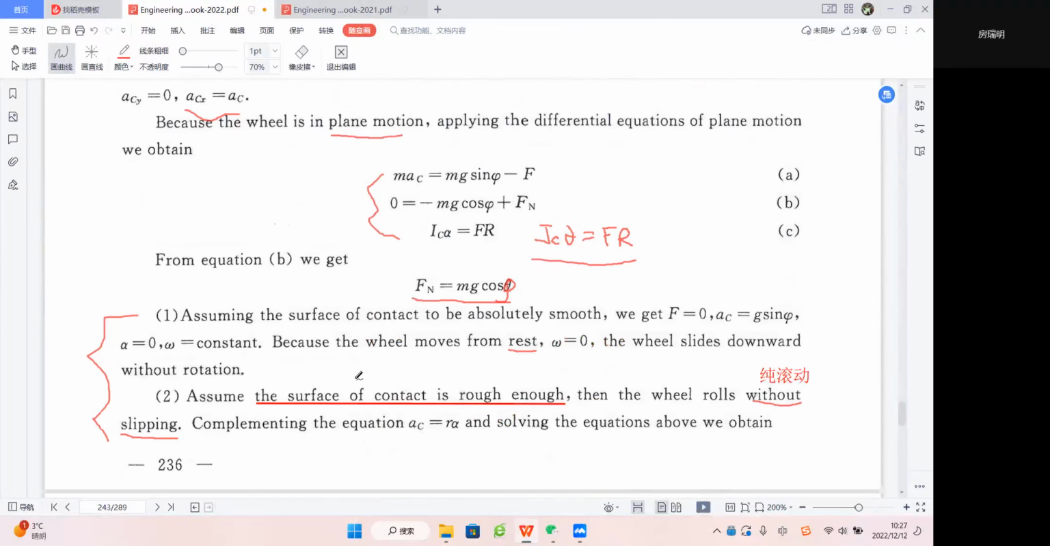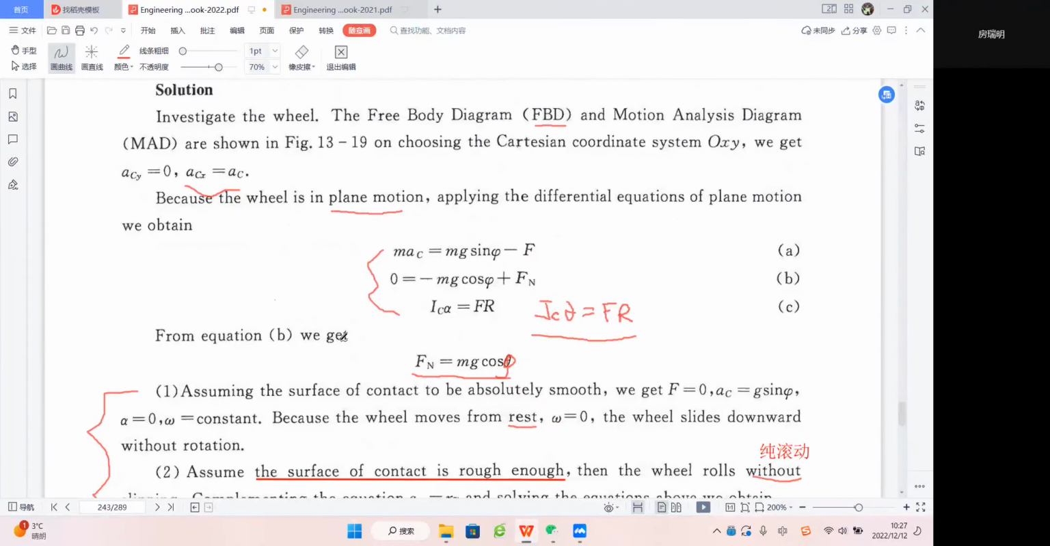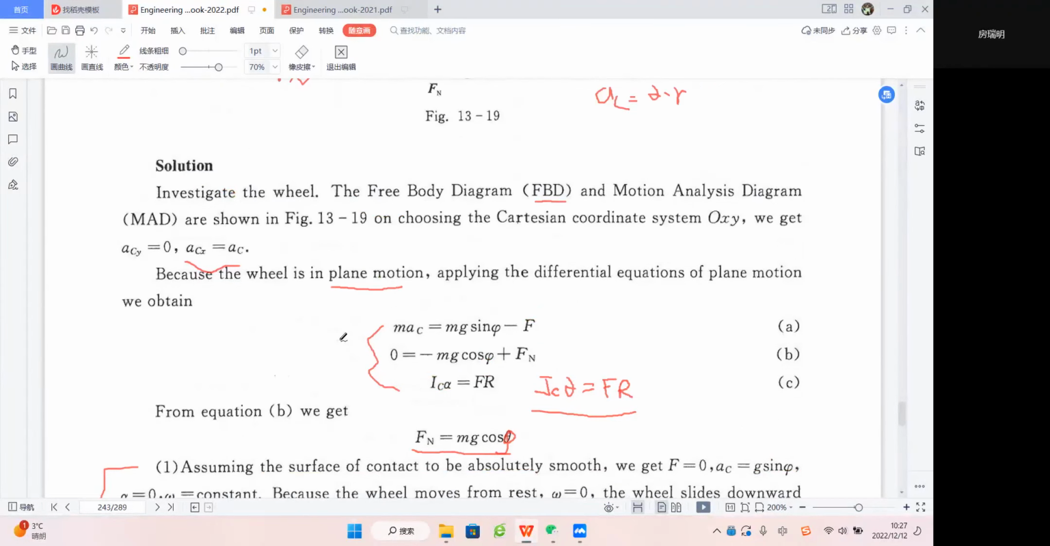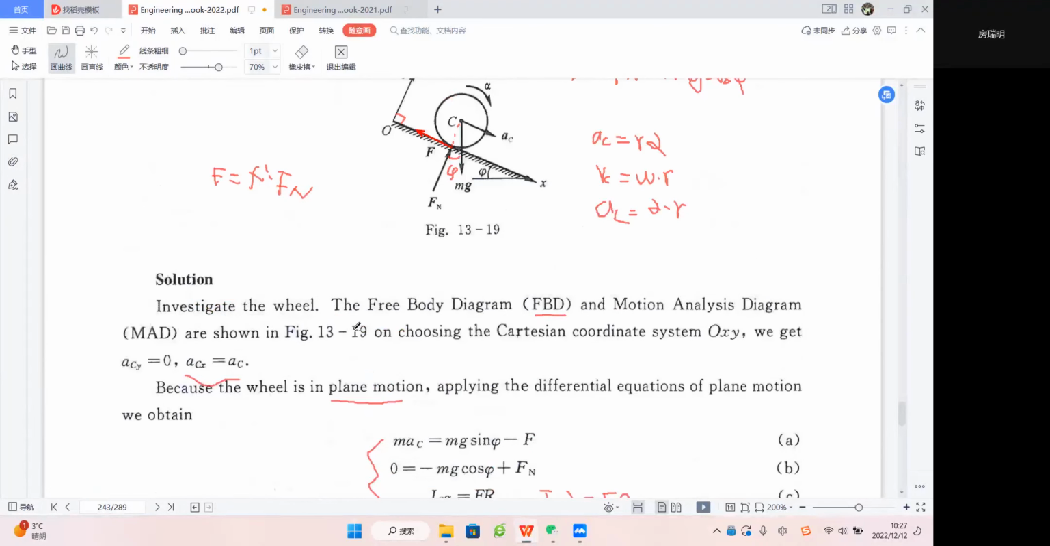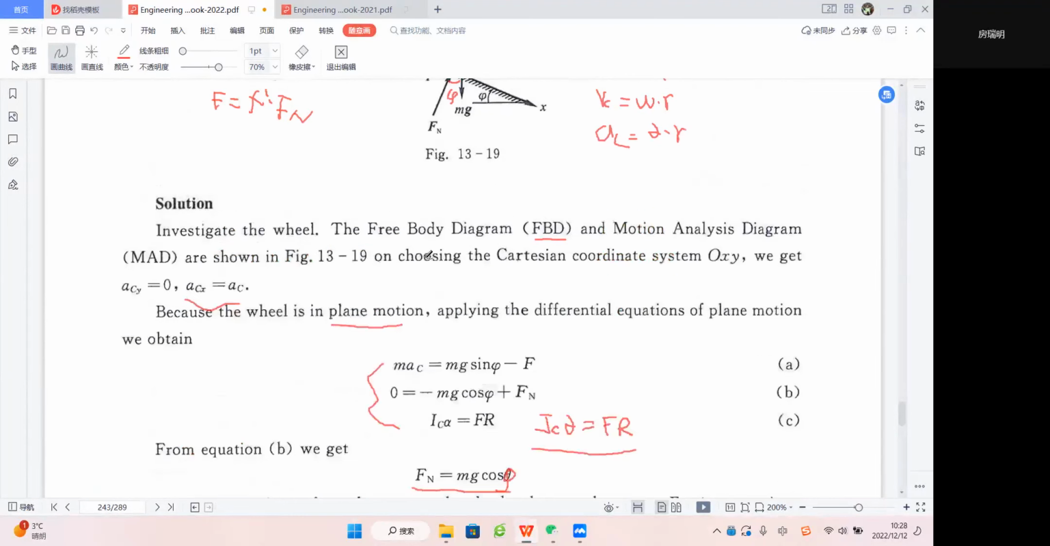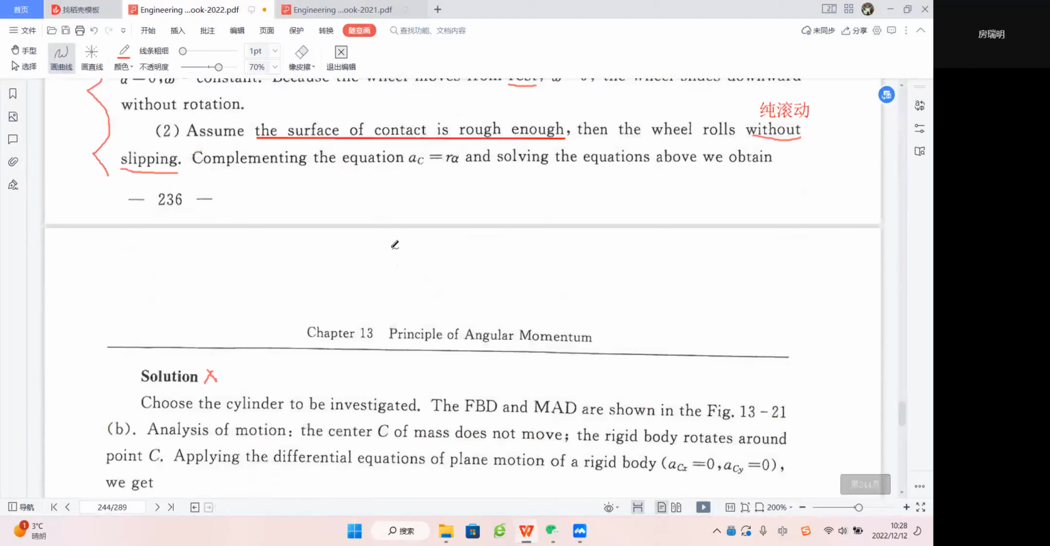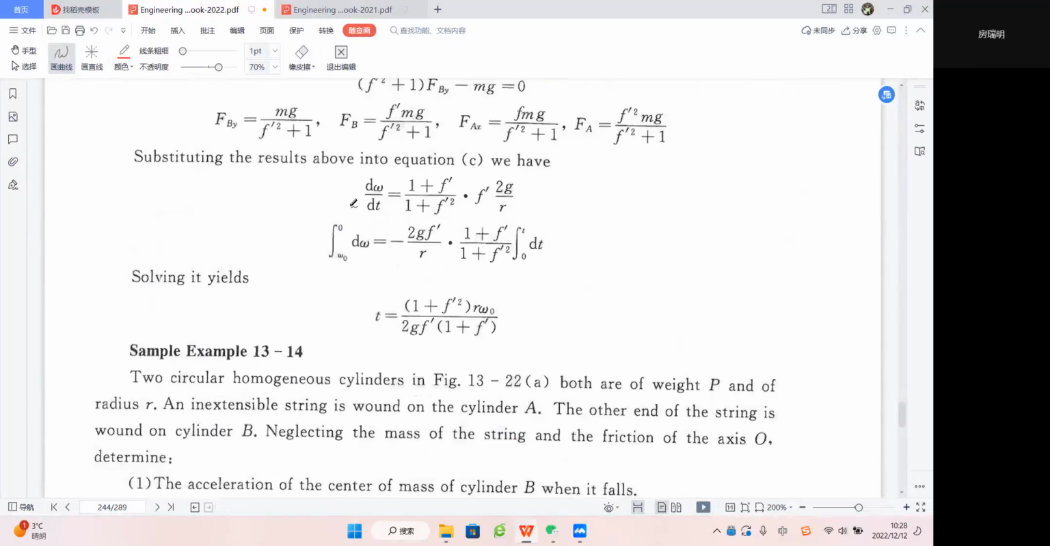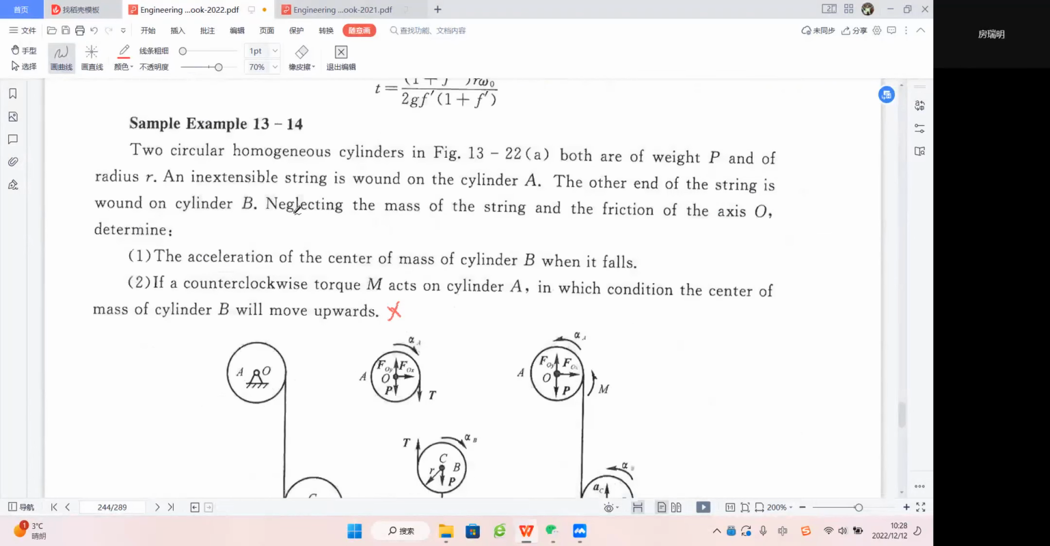I will not finish all the detail. You guys just go through this example to have a deeper understanding of the differential equations of plane motion of a rigid body, right? So this is the case. And we should look at another example, because this example is a little bit difficult, so I decided to only introduce to you guys just the first one.